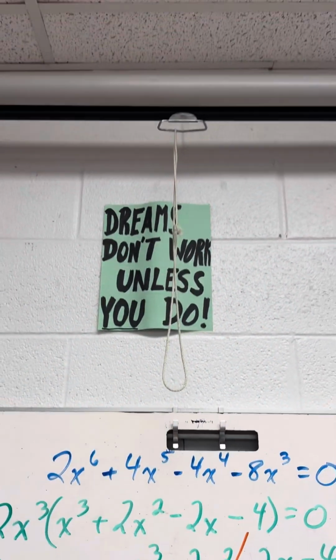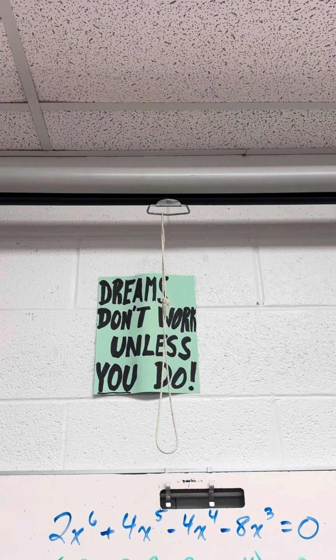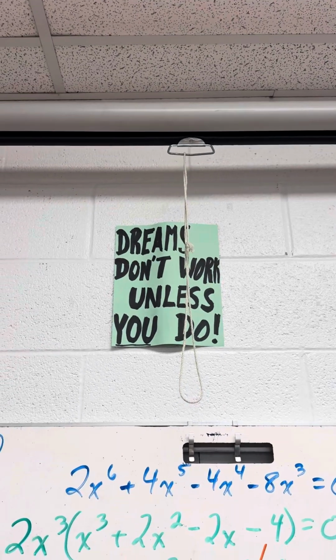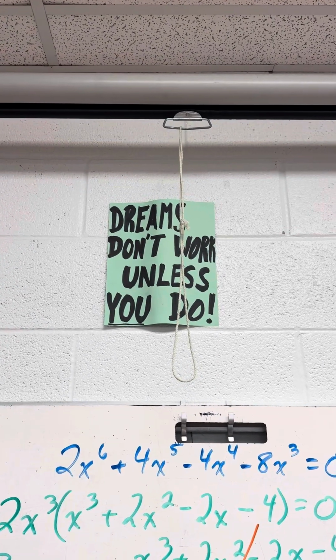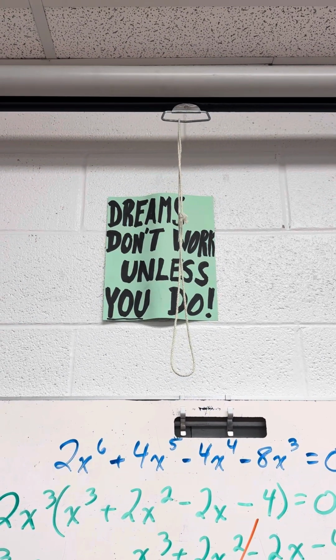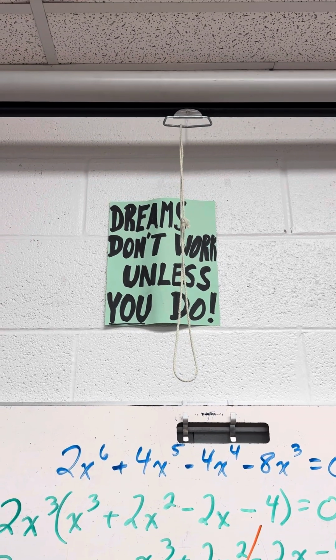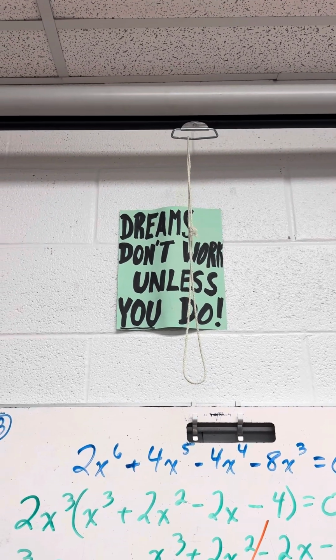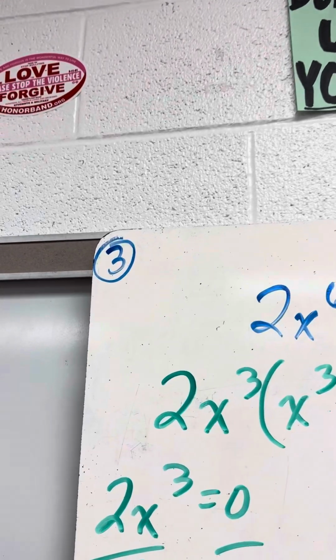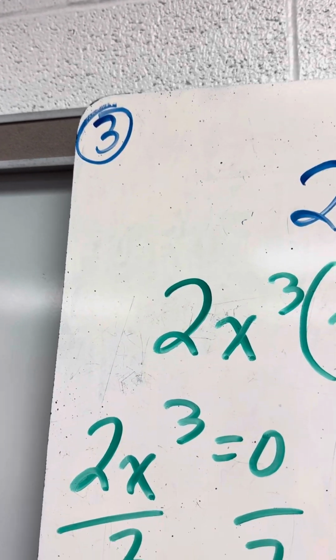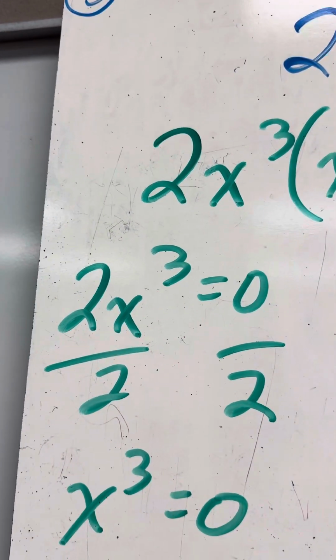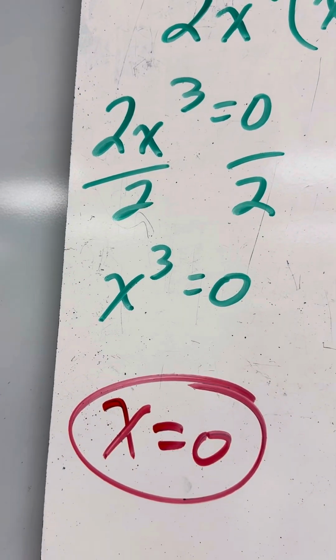Over here, I'm going to pull out 2x to the third first. It gives me 2x to the third times x to the third. Plus 2x squared minus 2x minus 4 equals 0. You have 2x to the third equals 0. Divide by 2. You have x to the third equals 0, or x equals 0.